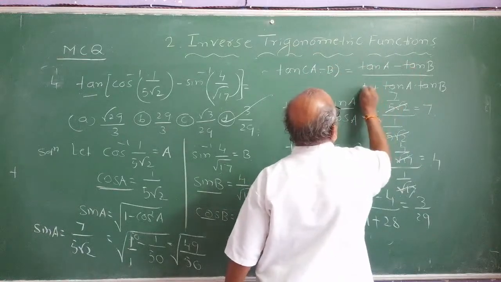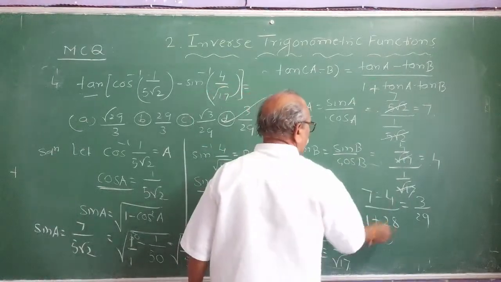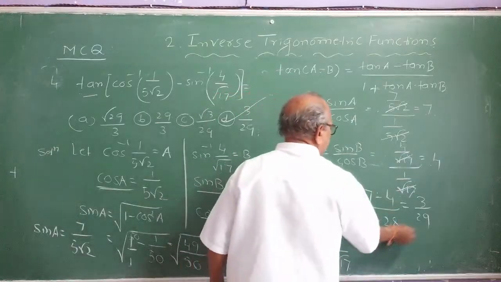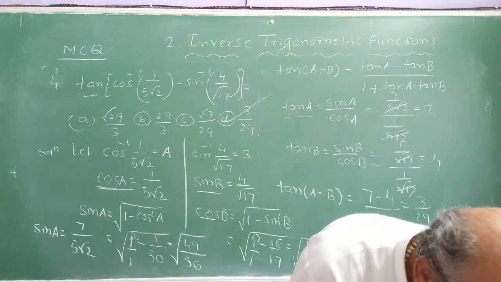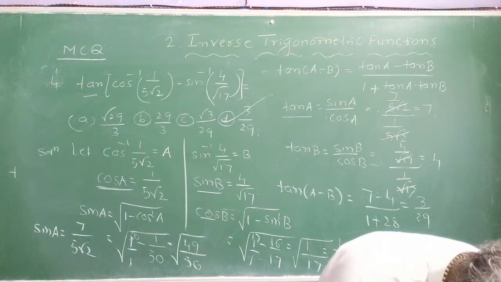What is tan A minus B? Tan A minus tan B upon 1 plus tan A into tan B. Tan A is 7 minus 4 upon 1 plus tan A into tan B. 7 4s are 28. Therefore, answer is 3 by 29. I hope you understood and enjoyed the problem. Clear? Any doubts in this?